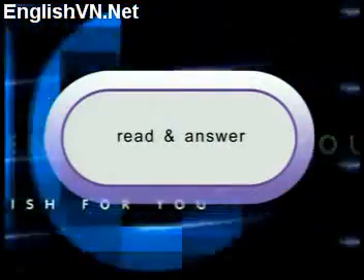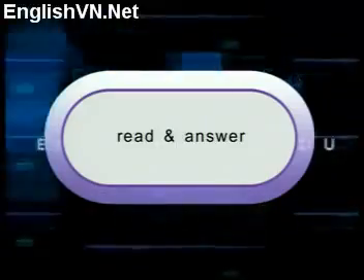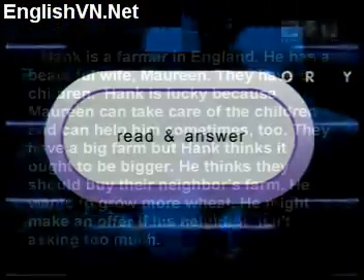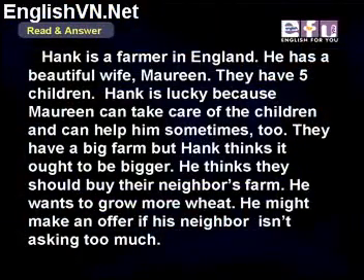Now read the story and answer the questions. Read and answer. Hank is a farmer in England. He has a beautiful wife, Maureen. They have 5 children. Hank is lucky because Maureen can take care of the children and can help him sometimes too.